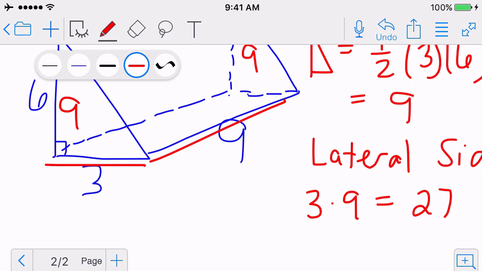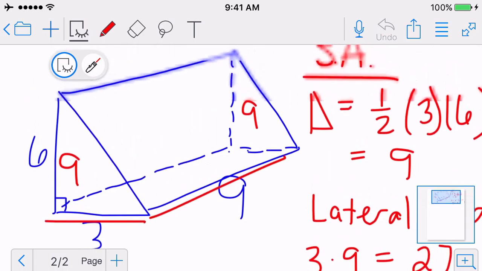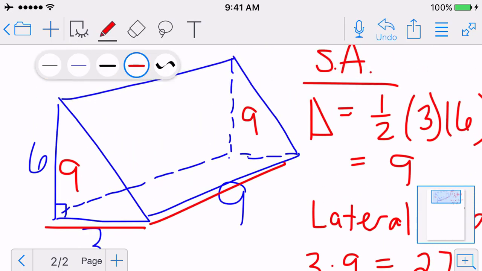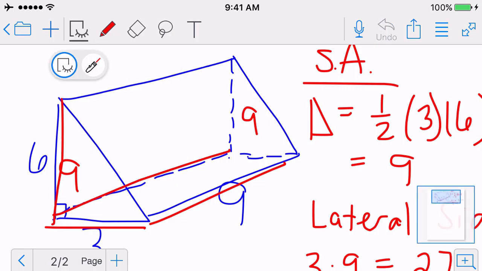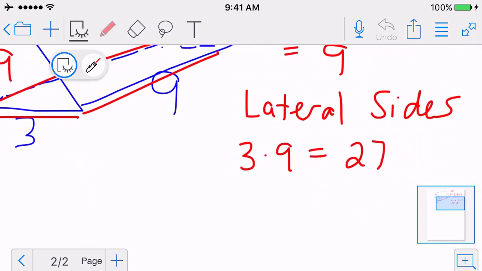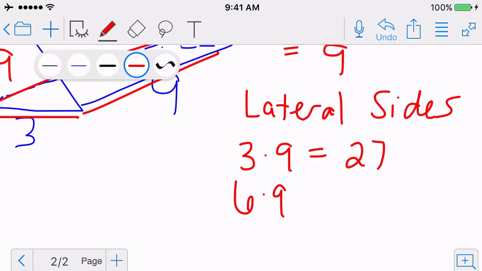And then what about, let's see, this one in the back here, we know that that is 6 by 9. So we can throw that in. Those are going to be 54.